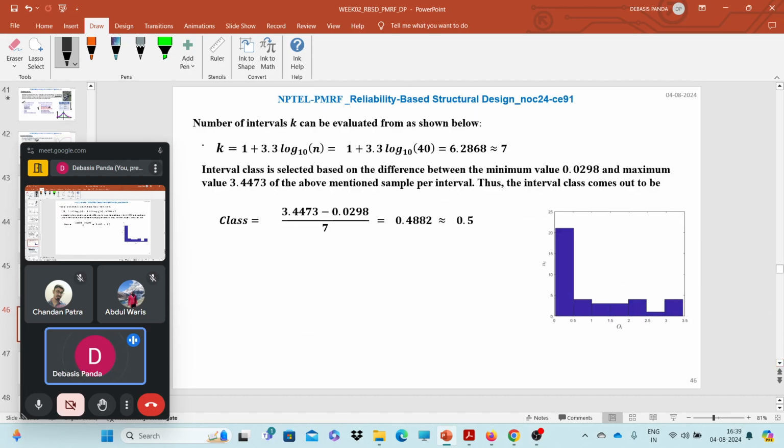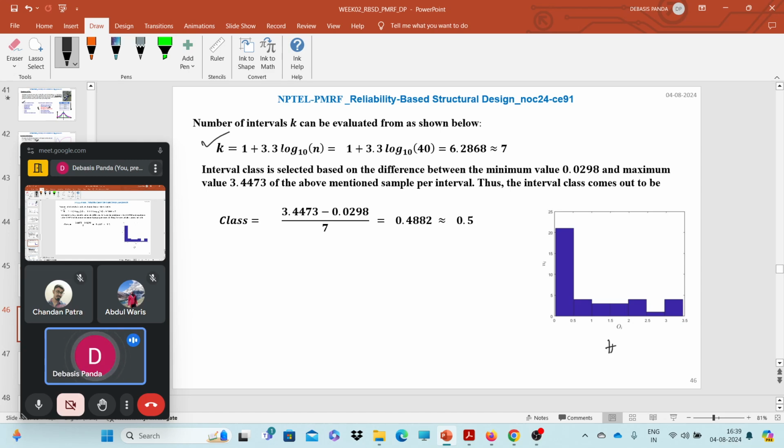First, we need to find out the K. How can we find out K? K means the interval of the bins of the histogram. This is the histogram of the data that I have taken. I will show you in a minute how to plot them. So first, we need to find out the K.